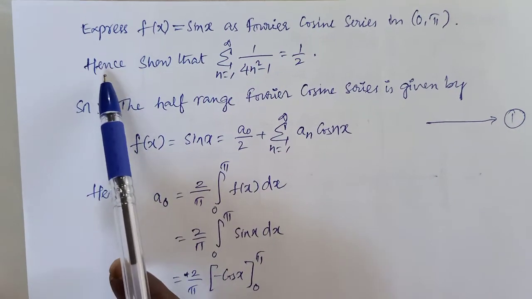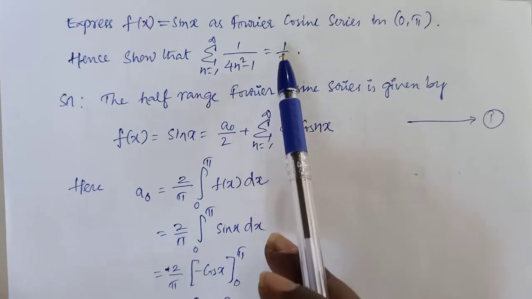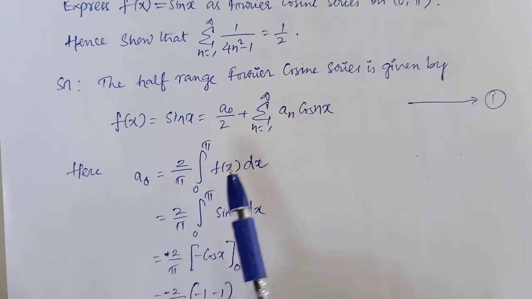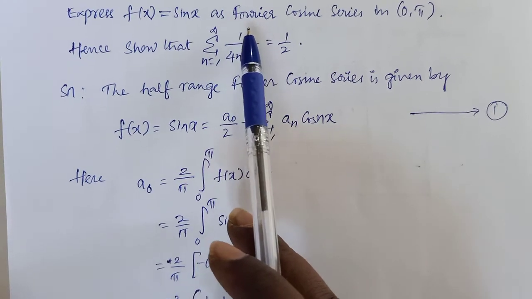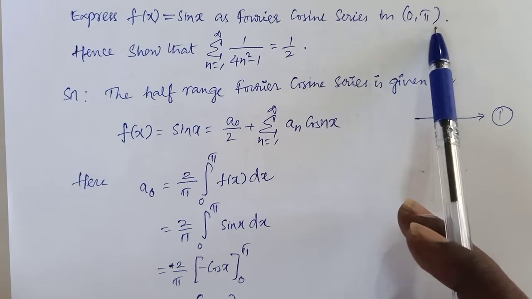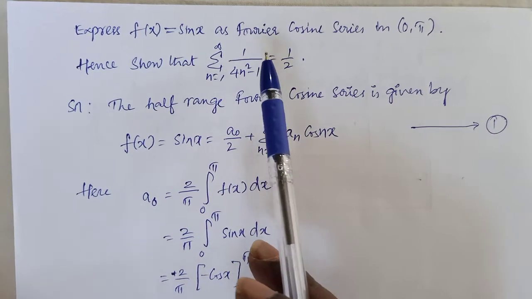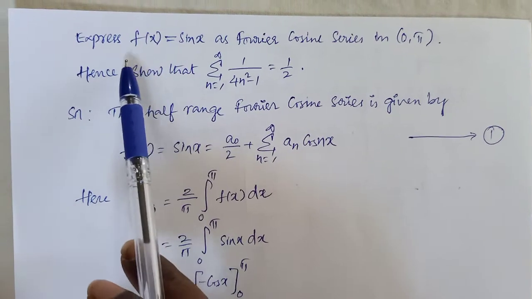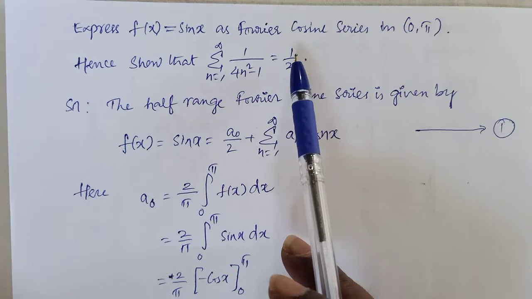Observe this interval, 0 to pi. That means a half range. Hence, show that the sum from n equals 1 to infinity of 1 by (4n squared minus 1) is equal to 1 by 2. Since the problem mentions half range, we need to express a Fourier cosine series. Observe this interval 0 to pi, so this is a half range. So it is nothing but asking to expand the function sin x as a half-range Fourier cosine series.